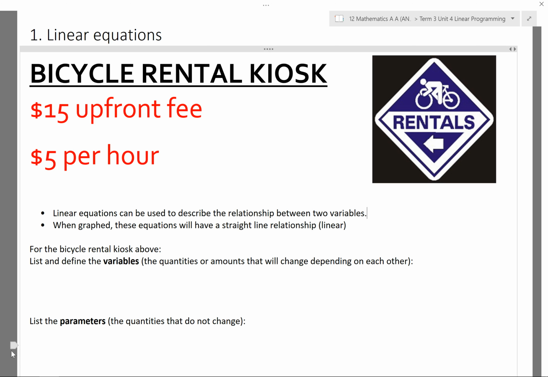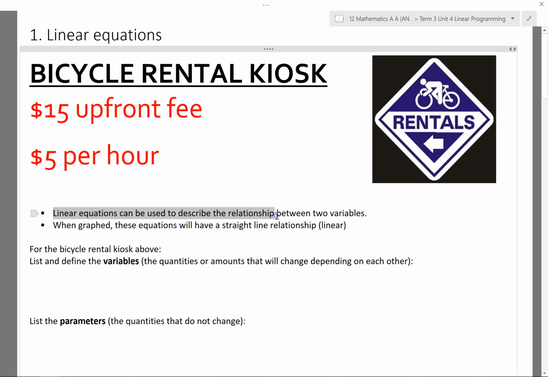We're walking down the street and we see a bike rental kiosk, and the sign at the front says it'll cost you $15 up front to rent a bike, and we'll also charge you $5 for every hour you use the bike. What we want to do with that information is transform that relationship that's described in words into an equation. In this case, it'll be a linear equation.